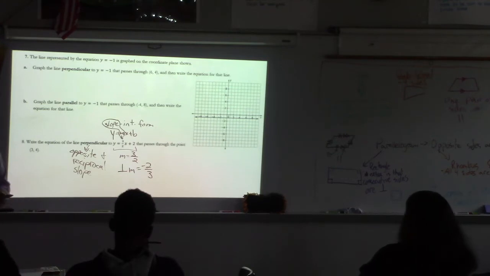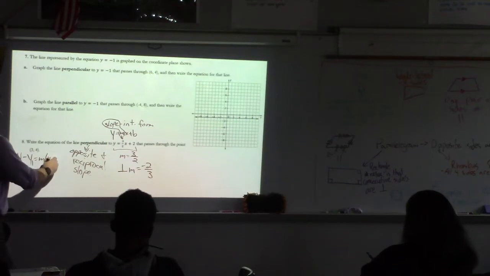Am I done? No. What do I still need? Well, I need to write the equation. So, here's something I will point out. Some of y'all are using this point slope equation. And that's fine, but here's the thing. Once you write that equation, would you know how to graph from that equation? No. Do you know how to graph at least okay from the slope intercept, though?